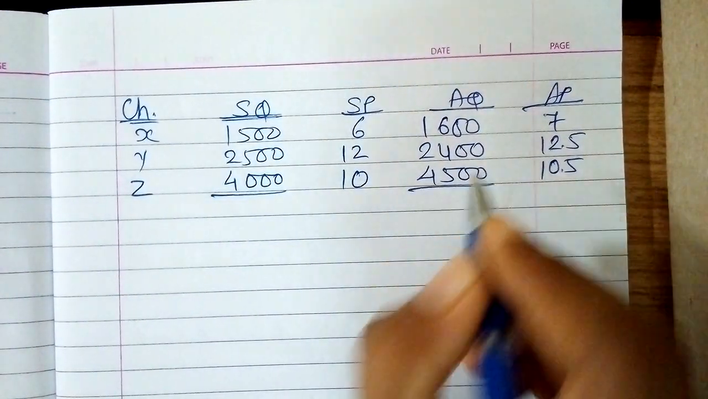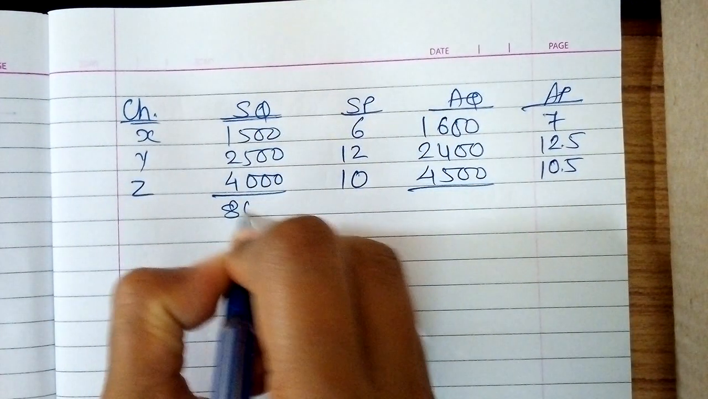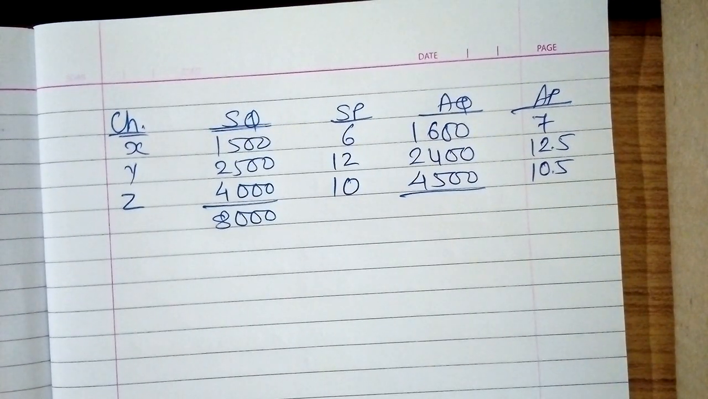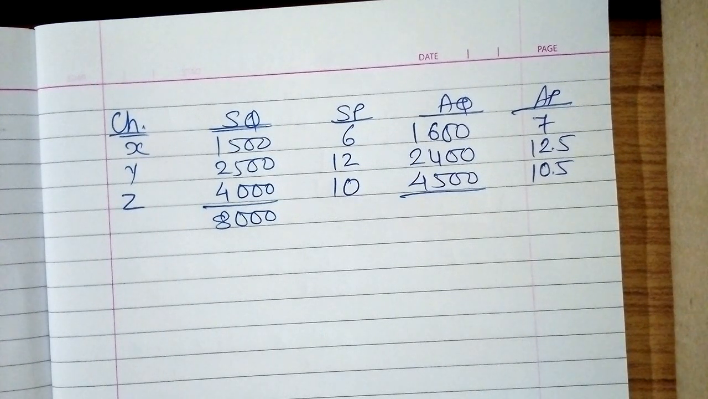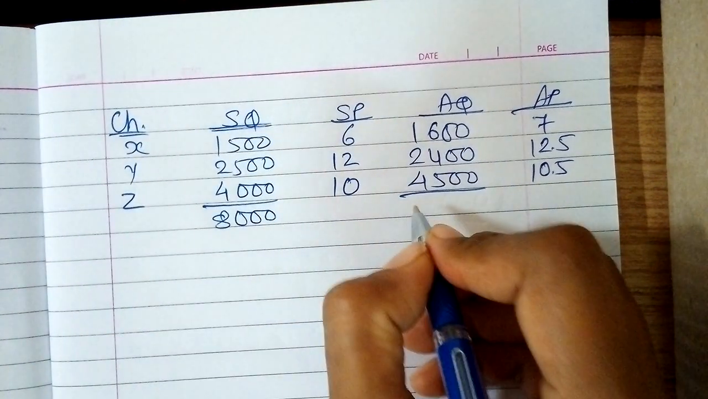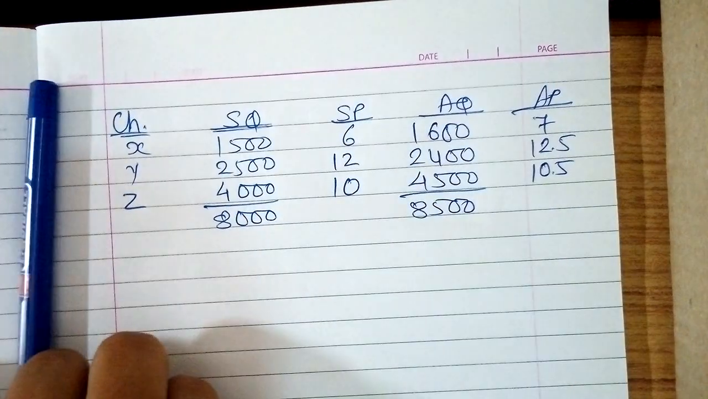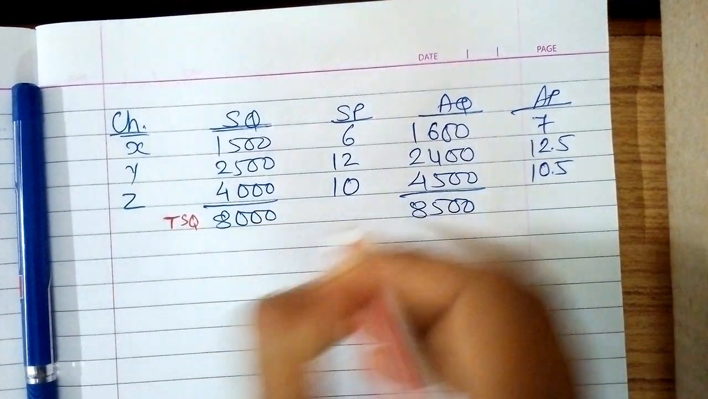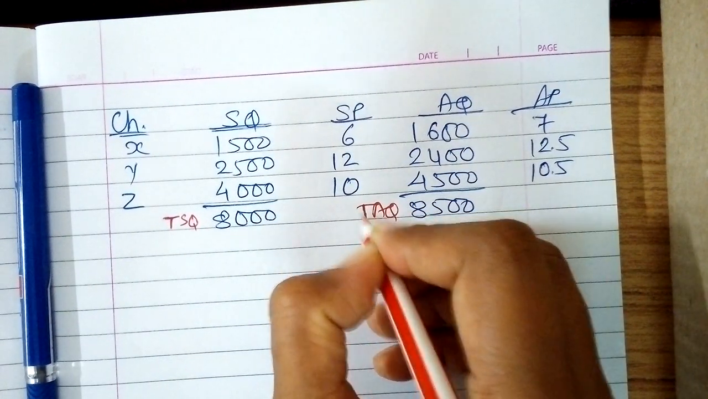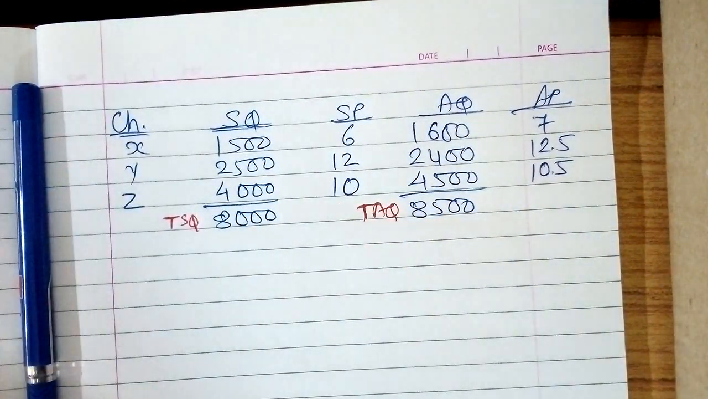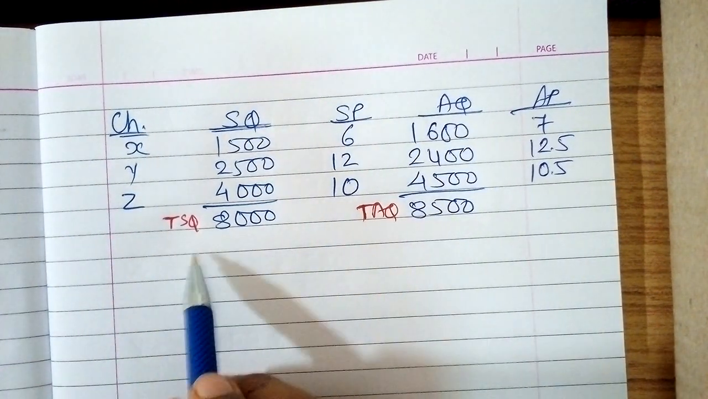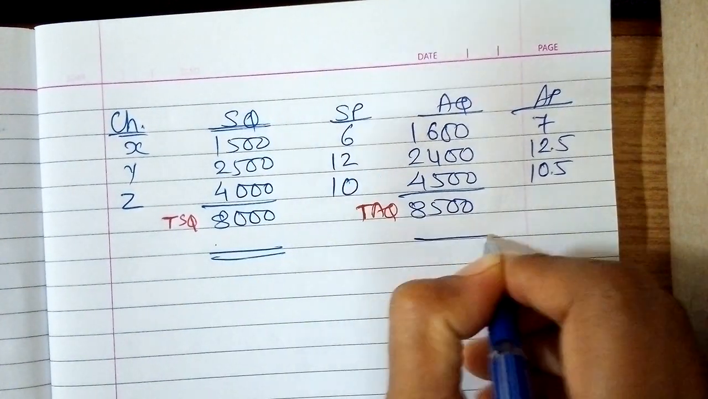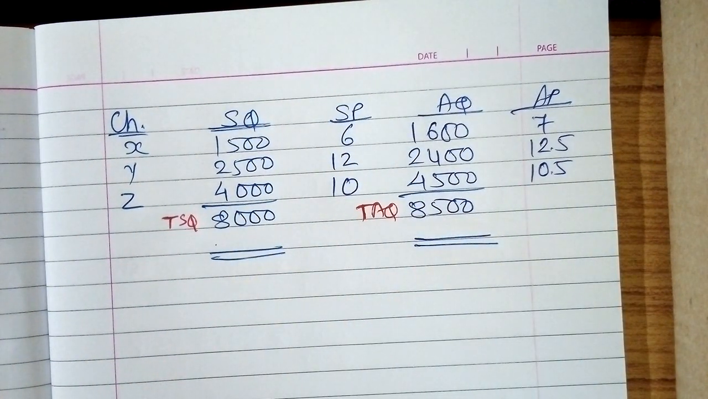Let us make a total of this. So this is 8,000 and here it would be 1600 plus 2400 plus 4500, this would be 8500. So this is called TSQ and this is called TAQ. Up to the previous examples we used to deduct loss from here, but in this example there is no loss, so our important table completes here.